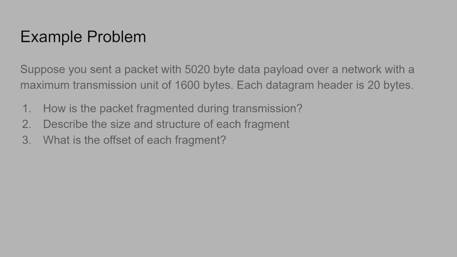So here's an example problem. Suppose you sent a packet with a 5020 byte data payload over a network with a maximum transmission unit of 1600 bytes. Each datagram header is 20 bytes. So the questions I'm going to be answering are: how is the packet fragmented during transmission? I'm also going to describe the size and structure of each fragment, and I am going to calculate the offset of each fragment.